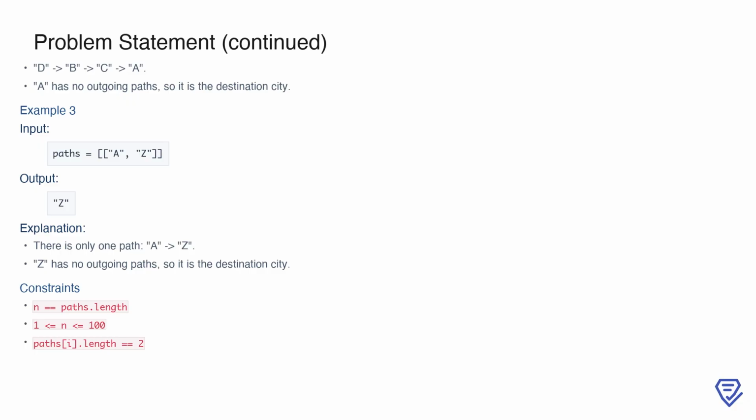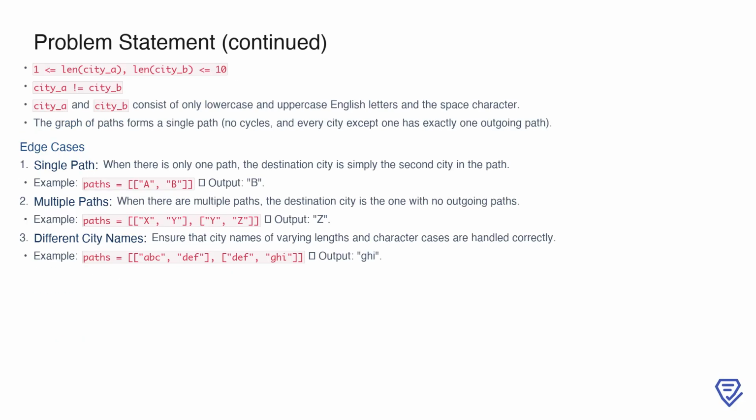Now, consider the third example, where the input is just a single path, A to Z. The output in this case is Z. Here, the path is straightforward: A leads directly to Z, and since Z has no outgoing paths, it is the destination city. These examples illustrate how to identify the destination city by tracing the paths and determining which city lacks any outgoing connections. Finally, there are a few constraints and edge cases to consider.